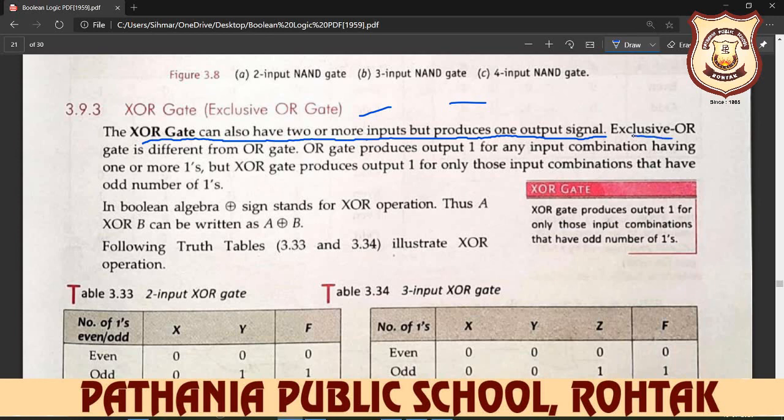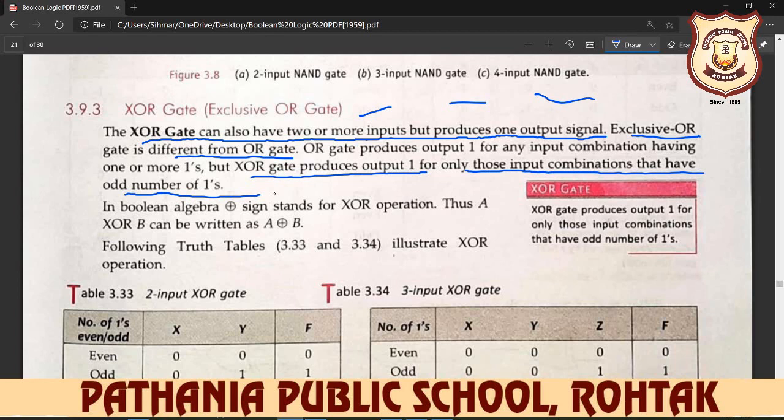XOR means exclusive OR. You say XOR gate or you say exclusive OR gate. It is different from the OR gate. OR gate produces output 1 for any input combination having one or more ones, but XOR gate produces output 1 for only those input combinations that have an odd number of ones.